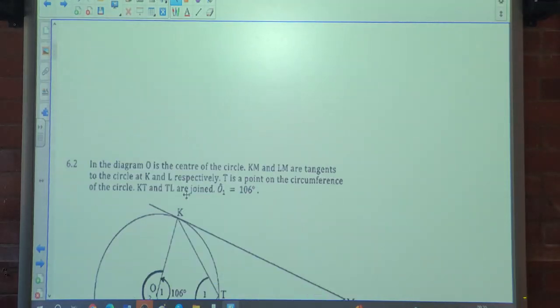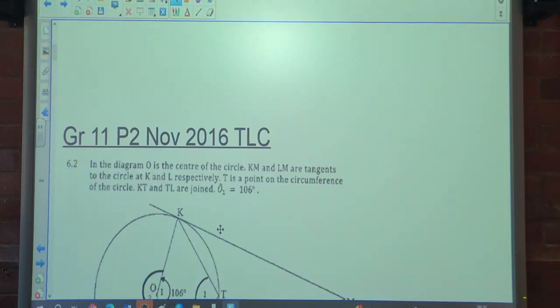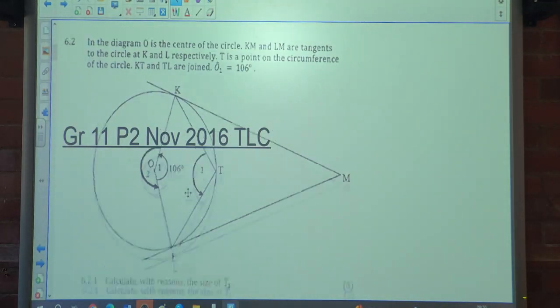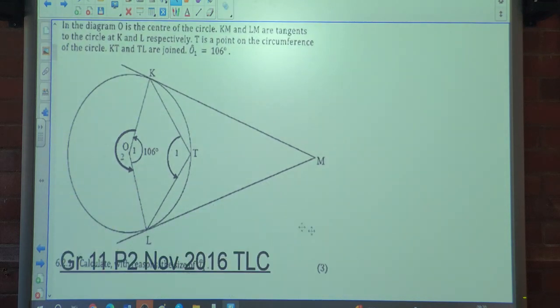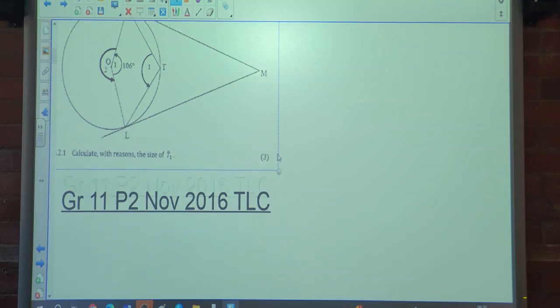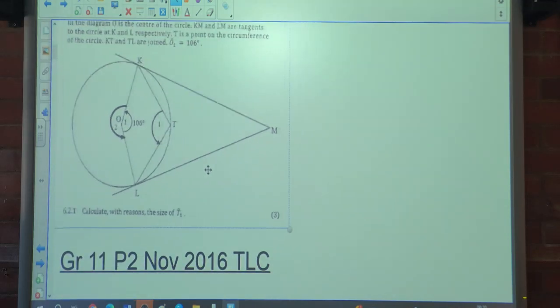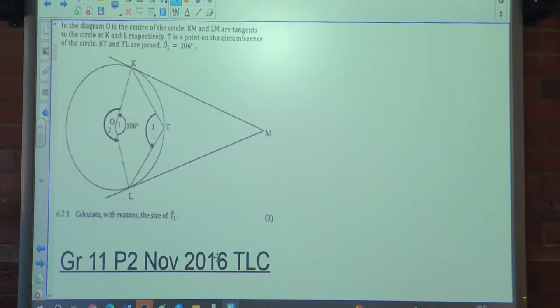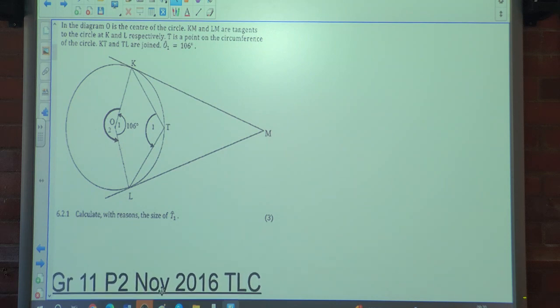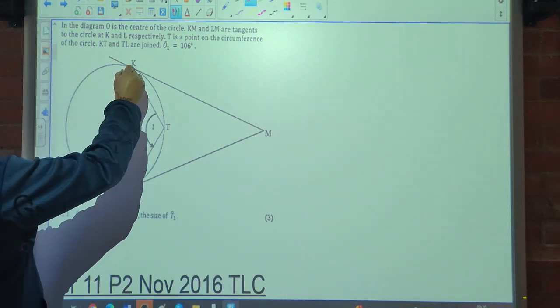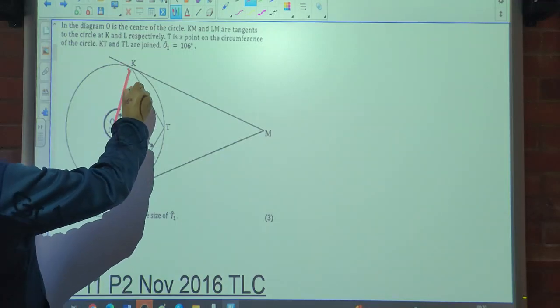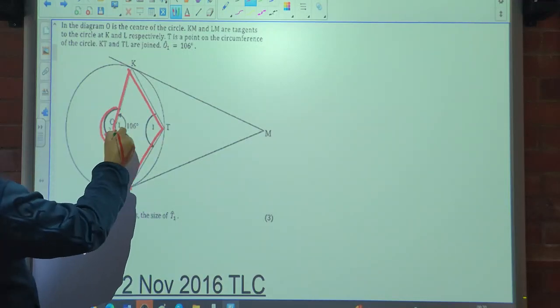Alright, let's go to the next question, 6.2. So in 6.2, we are told that in the diagram, O is the center of the circle. People, if O is the center of the circle, what do we know? The angle at center is twice angle at circumference. So this angle is double that angle.